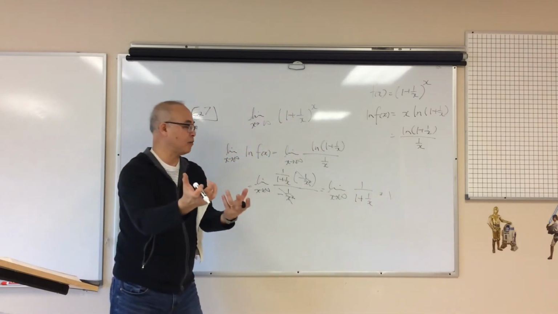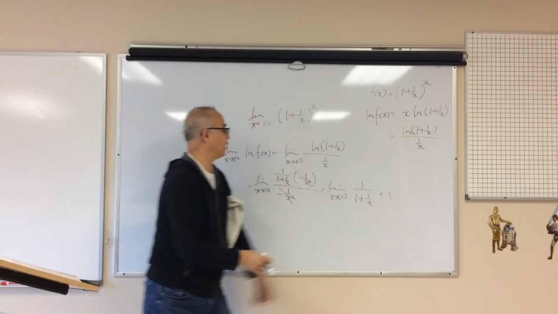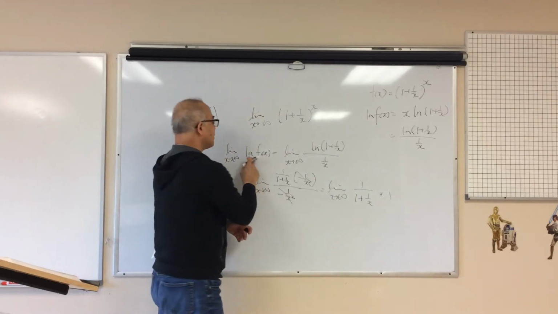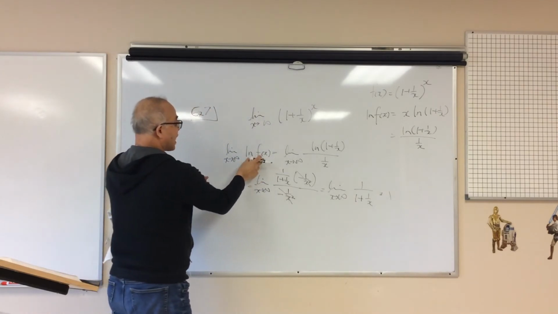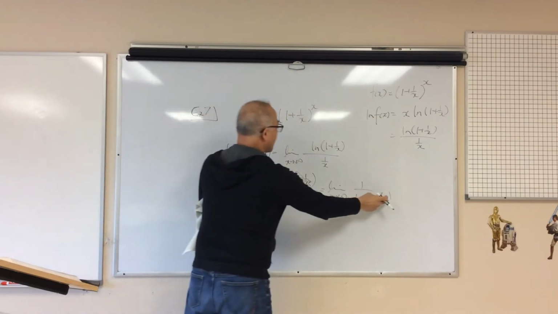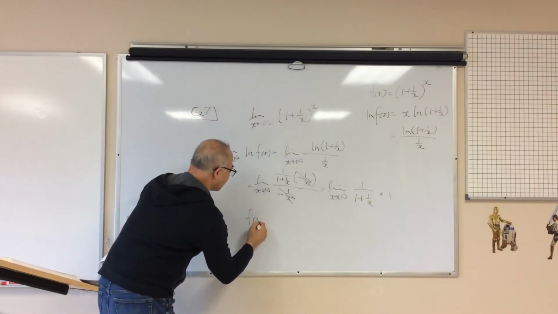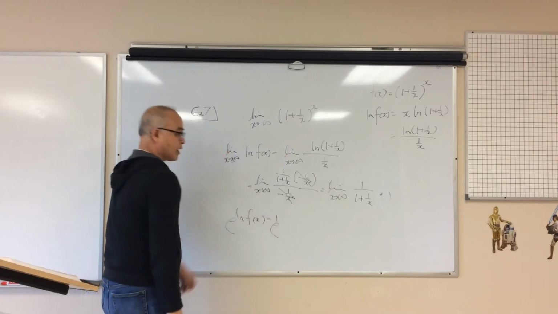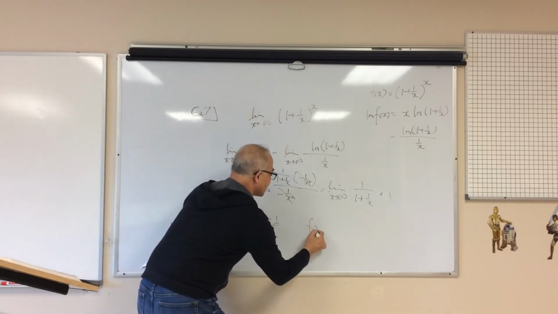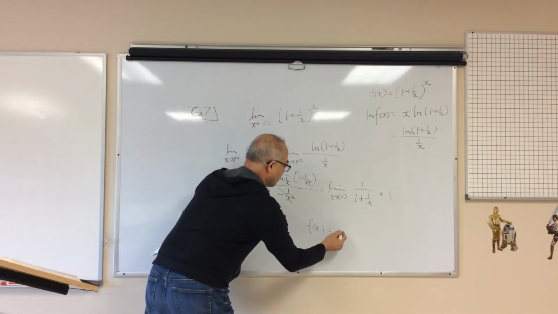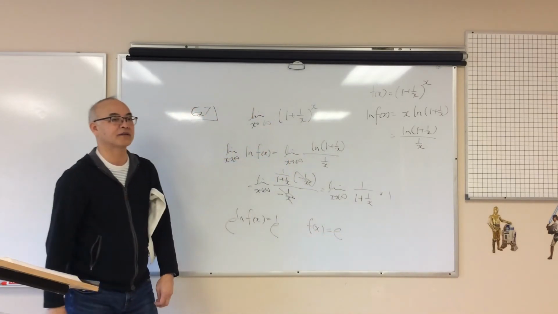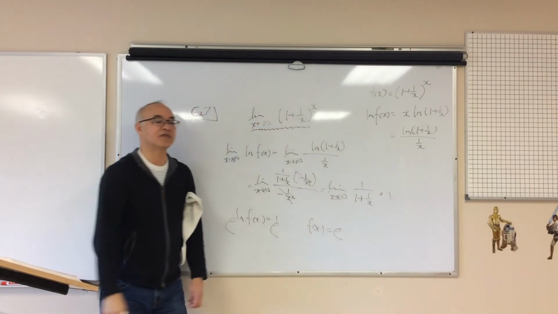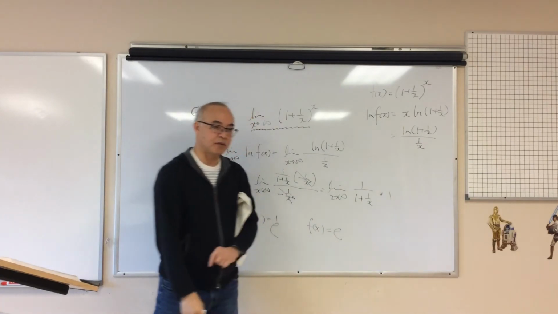So I'm not done here, but I actually have found a limit of something. I found the limit of the natural log of f of x. So if the natural log of this function is going to go to 1, I can say that the function itself is going to go like that. So the function itself, the limit is going to go to e. As a matter of fact, many textbooks use that as a definition for the number e.